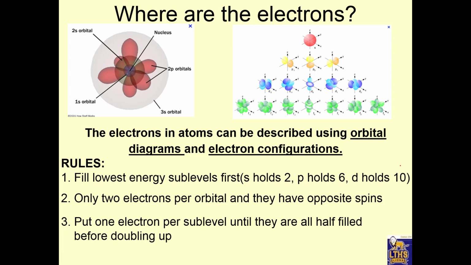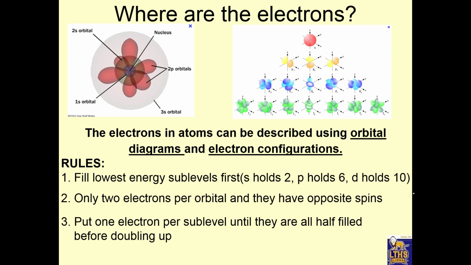Here are some rules that you need to follow if you're describing where electrons are in atoms. You fill the lowest energy sublevels first. An S sublevel can hold 2 electrons, P can hold 6, and D can hold 10. Only 2 electrons can fit in an orbital, and if they are in the orbital, they have to have opposite spins, and 1 electron goes in each orbital of a sublevel until it's half filled before you double up.